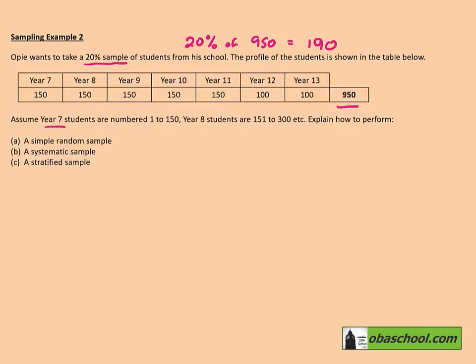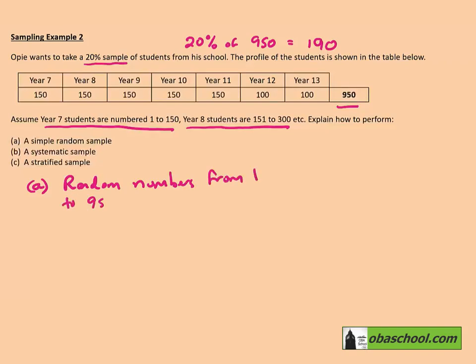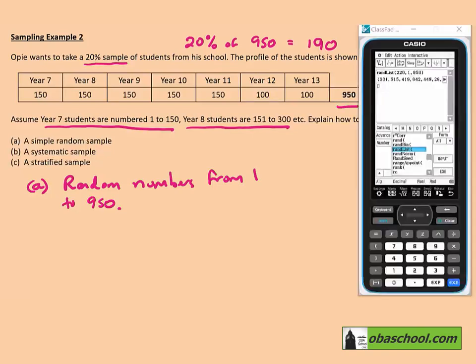We're going to assume Year 7 students are numbered 1 to 150, Year 8 students 151 to 300, and so on. So we want to explain how to do each of these following types of sample. So for a simple random sample, we're just going to generate random numbers from 1 to 950 and select the students from that list.